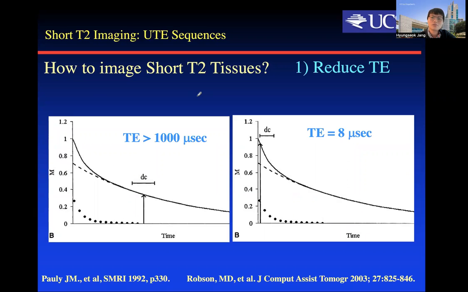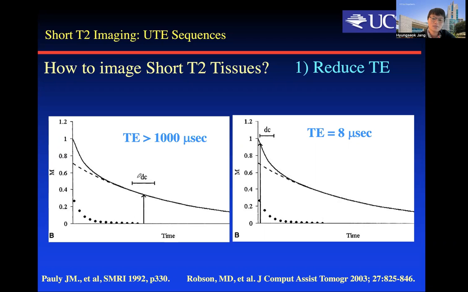So how do we image the short T2 tissues? This is all about UTE imaging, right? So this is very simple. Just use a short TE, short echo time. The image on the left shows the typical signal decay with a bi-component tissue. There is a short component, followed by the long component.